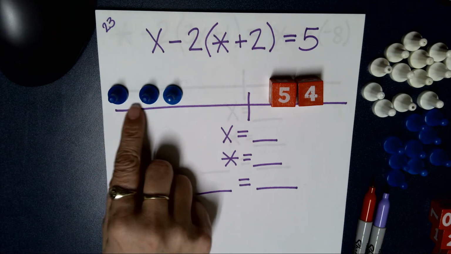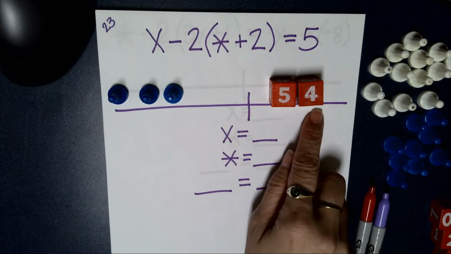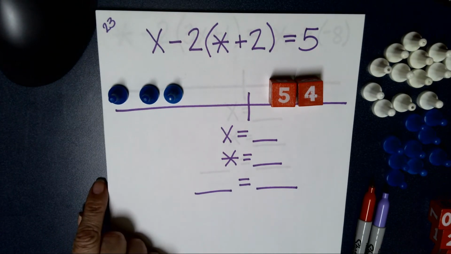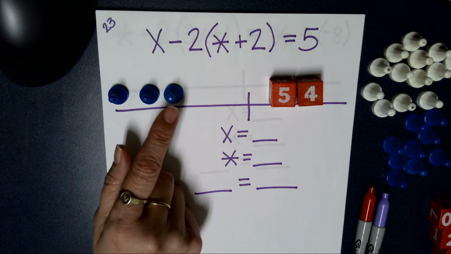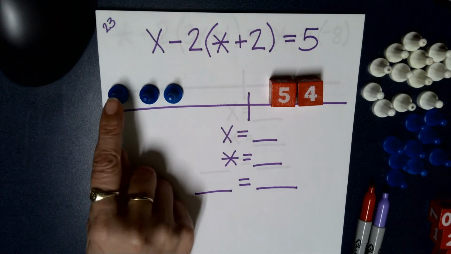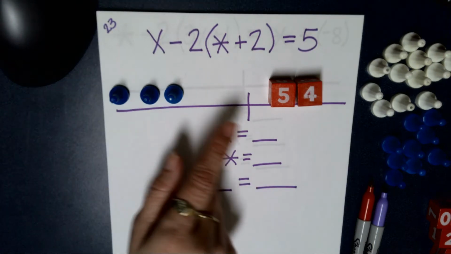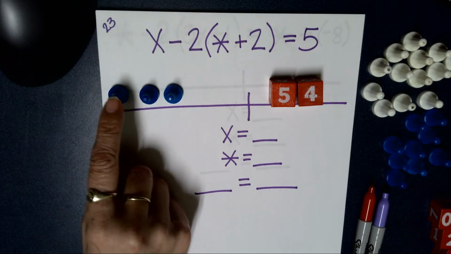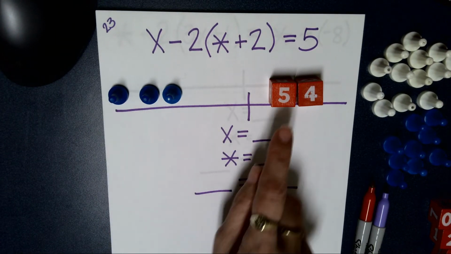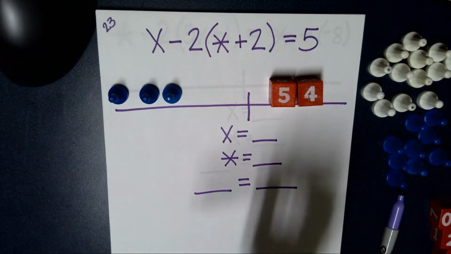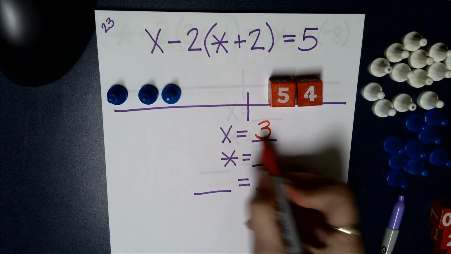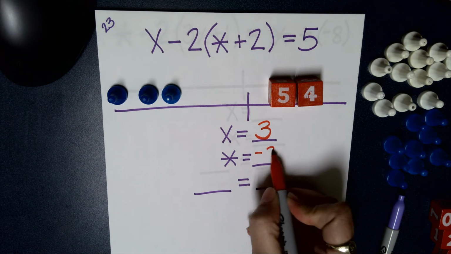So now we have 3 pawns equals 9. So what does one pawn equal? Well, let's try counting. 1, 2, 3. Well, one doesn't work to make 9. So 2, 4, 6. We're getting closer to 9. 3, 6, 9. Bingo! If each of these are 3, then our total will be 9. So x is equal to 3, which means that our star is the opposite of 3.